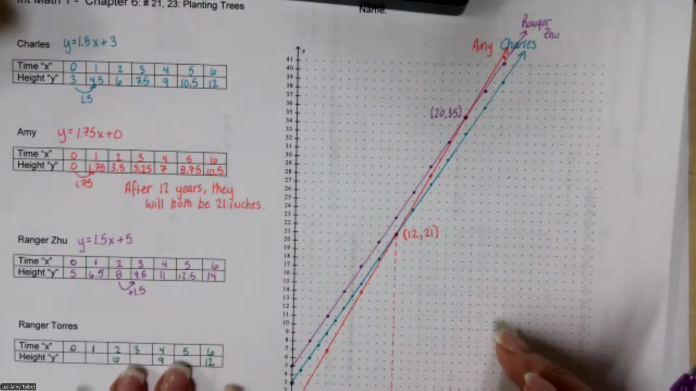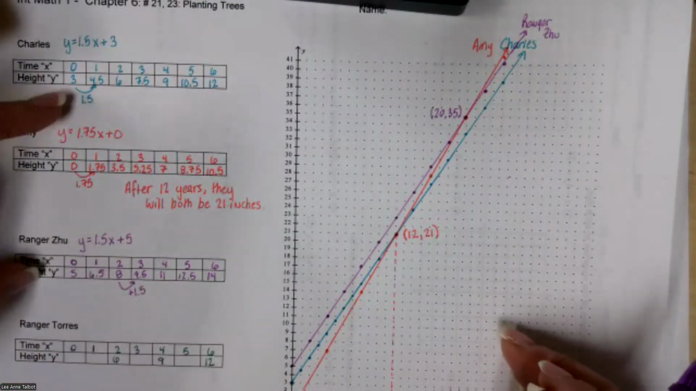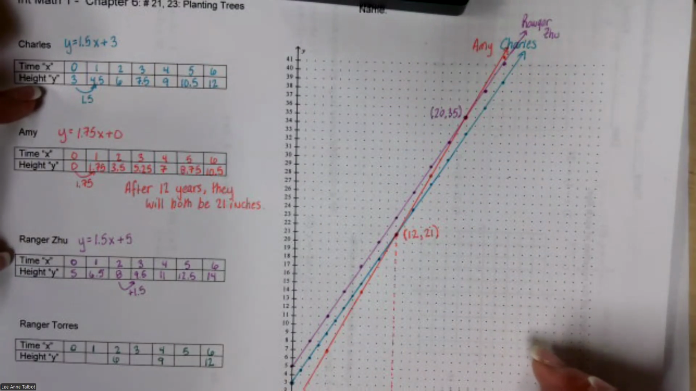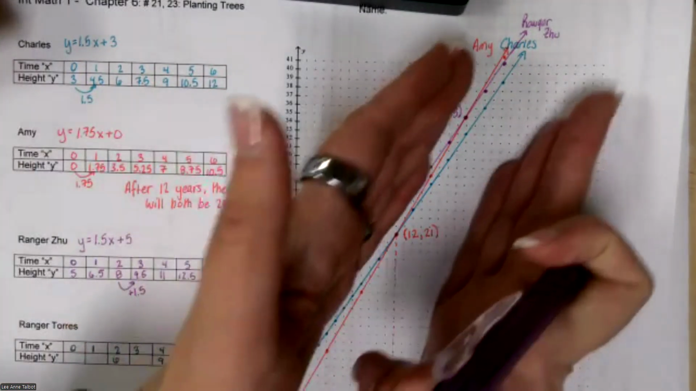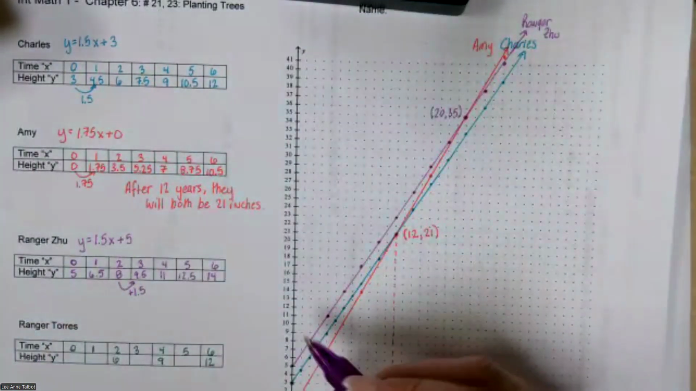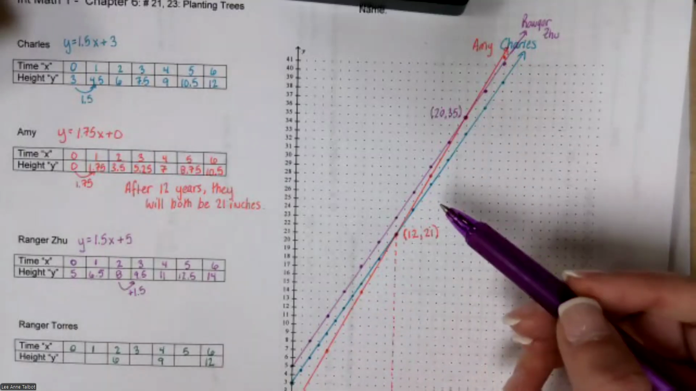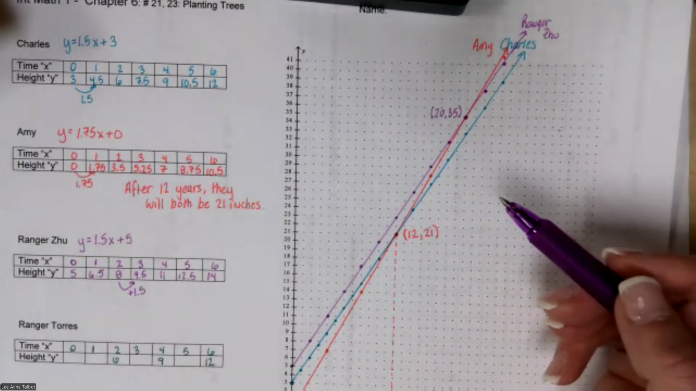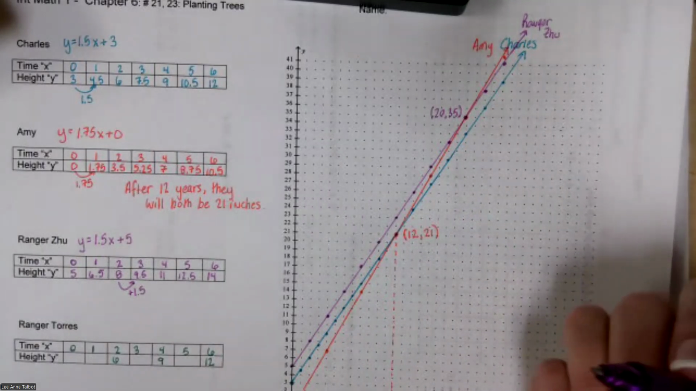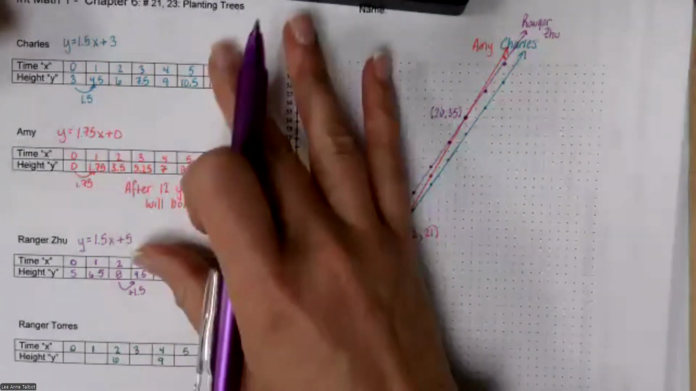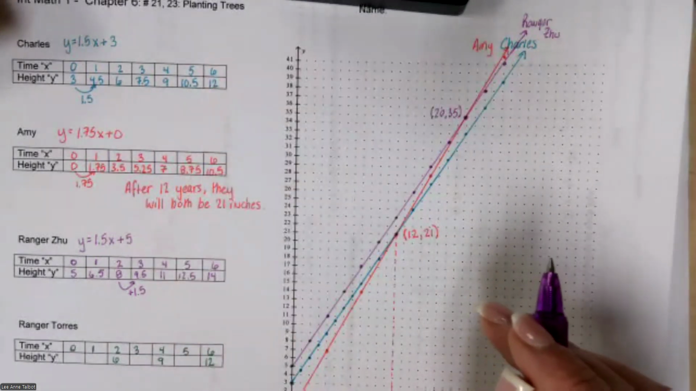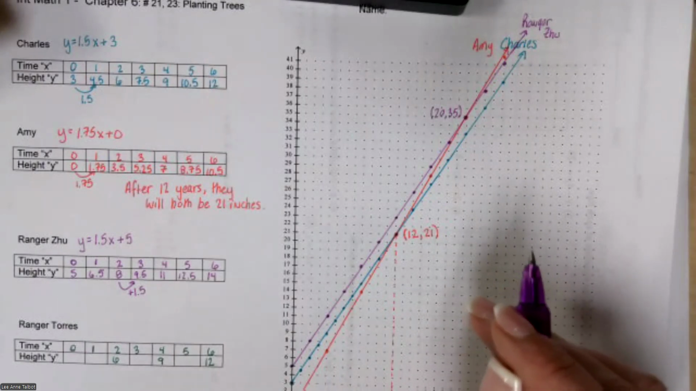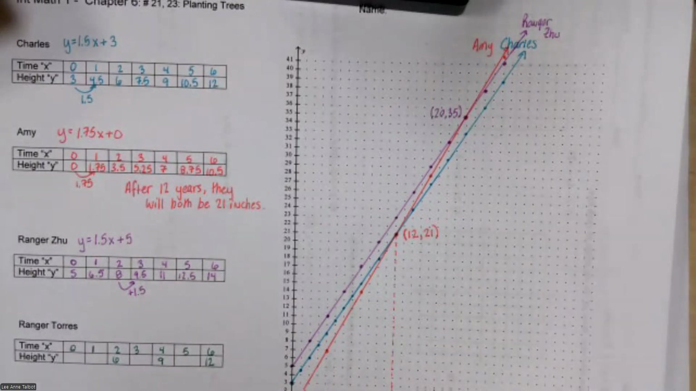Okay, but here's the other question that you anticipated coming. Will Ranger Zoo and Charles's tree ever be the same height? No, they won't because the lines are going up exactly the same amount. So Ranger Zoo's tree is always going to be taller than Charles because the lines are parallel. Okay, how can I tell the lines are parallel from the equations and not the graph? Same, perfect. Same slope, different y-intercepts.